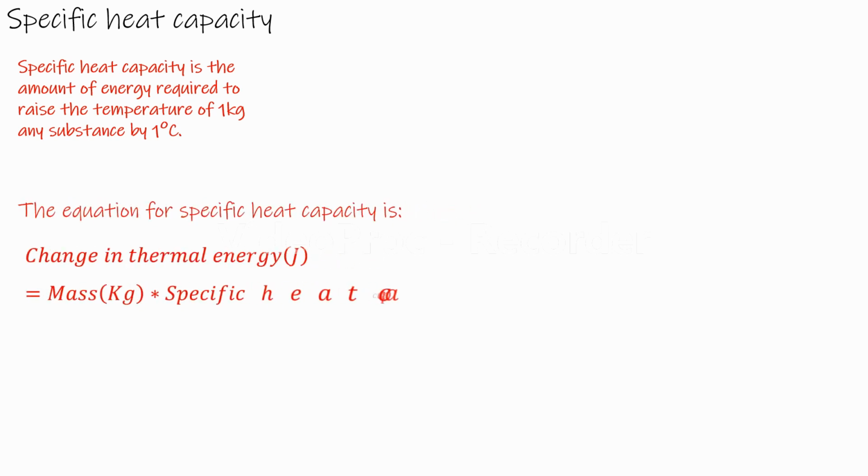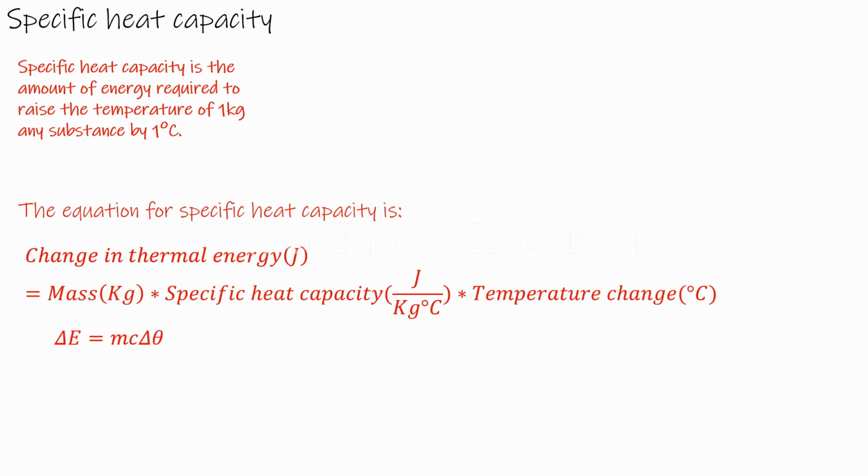And the equation for specific heat capacity is that a change in thermal energy, measured in joules, equals the mass, measured in kilograms, times specific heat capacity, which is measured in joules per kilogram per degree Celsius, times temperature change, which is obviously in degrees Celsius.